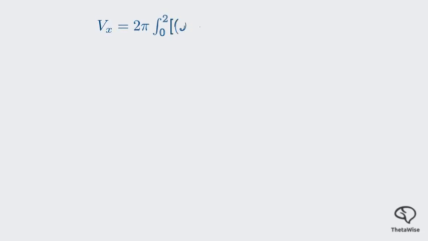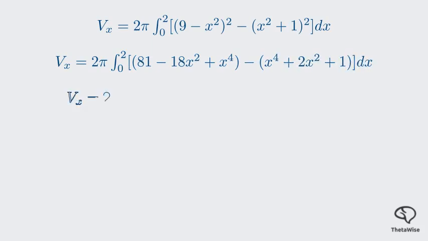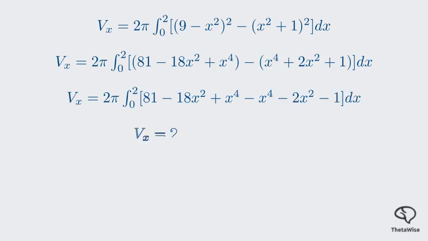We need to expand the terms inside the integral. We'll expand the first term, 9 minus x squared, squared, and then subtract the expanded second term, x squared plus 1, squared. Distributing the negative sign and combining like terms, the x to the fourth terms cancel out, leaving us with 80 minus 20x squared. Alternatively, you could notice that the expression is a difference of two squares and factor it, which can sometimes be simpler, but this expansion method is always reliable.